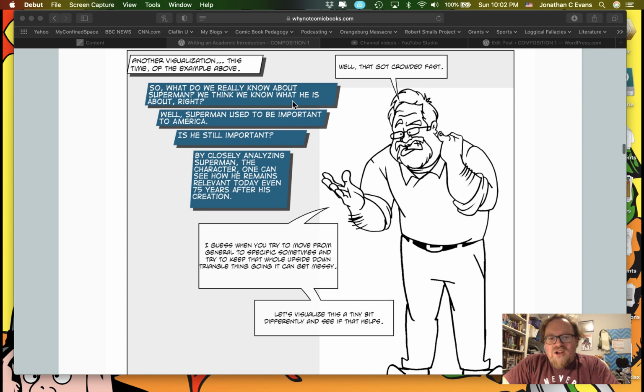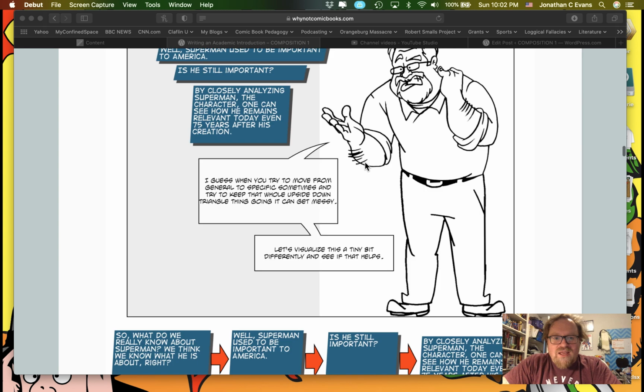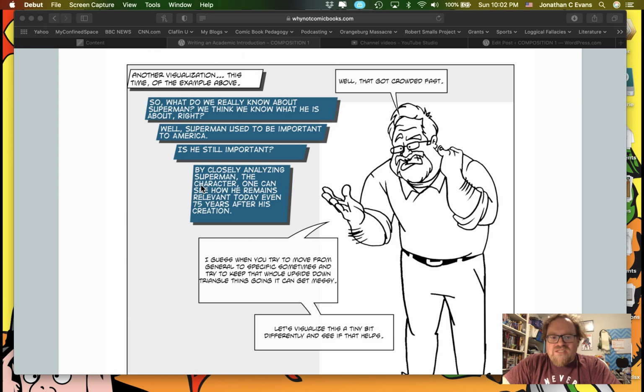Okay. I tried to form a little bit of a pyramid, and I have it laid out here in a very simple line version, but I tried to come up with a simple introduction, and my thesis statement was, by closely analyzing Superman, the character, one can see how he remains relevant today, even 75 years after his creation. So, okay, I know I'm talking about Superman, the character in this case, and that he's relevant. So I back up. So what do you really know about Superman? We think we know what he is about, right? Well, Superman used to be important to America. Is he still important? Now, this isn't my best work, okay? But it's just something simple.